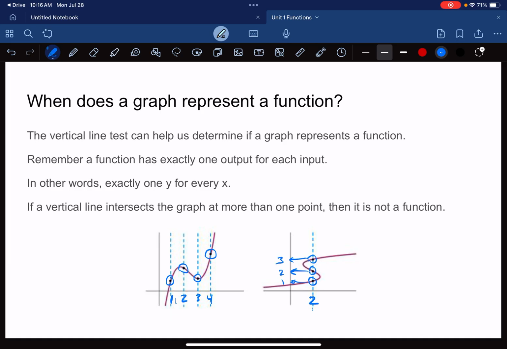Well, that's not a function. 2 can't give you 1, and then you do some math to 2 again, and you get 2, and then you do math again to 2, and it gives you 3. Well, I don't know any math that does that. It gives you 3 different outputs. That is not a function. So if the vertical line intersects the graph at more than one point, it is not a function.